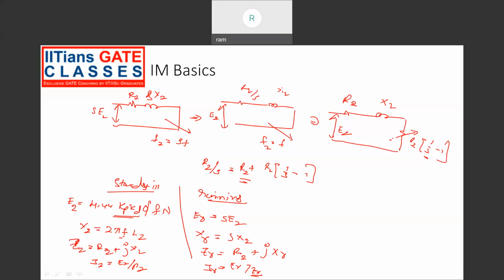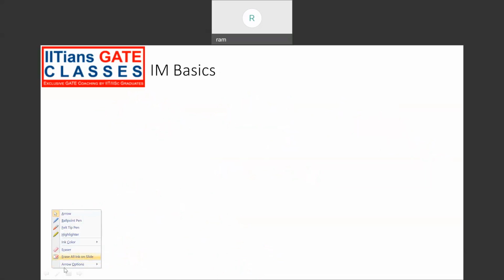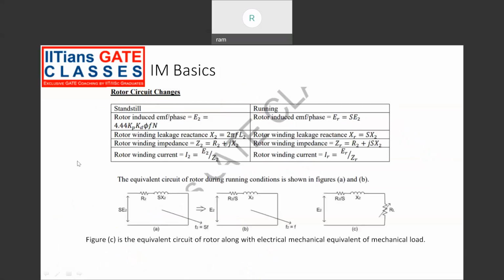Slide. What I have discussed in the earlier slide: what are the differences in the rotor circuit when the machine is under standstill and when the machine is under running conditions? Now let's see some of the loss equations in an induction machine.